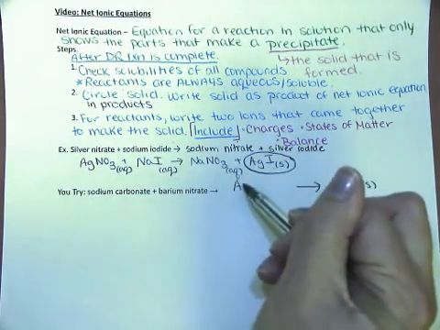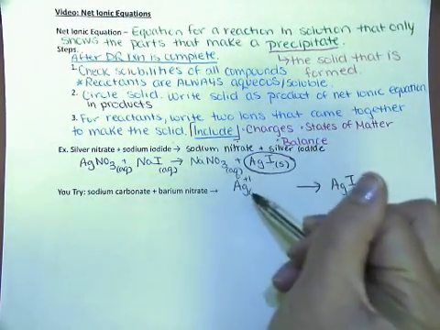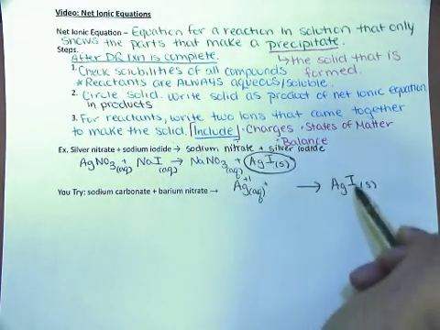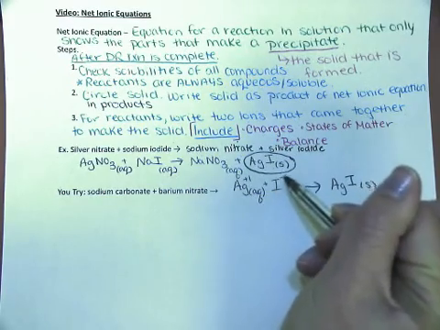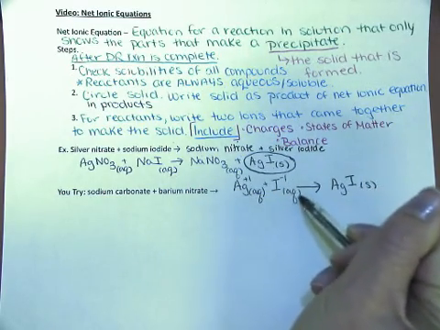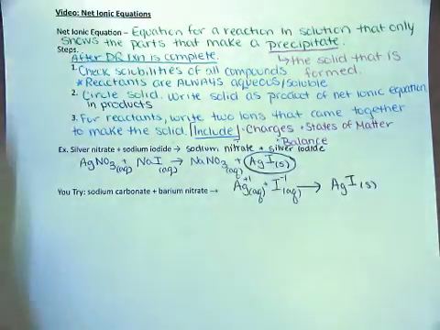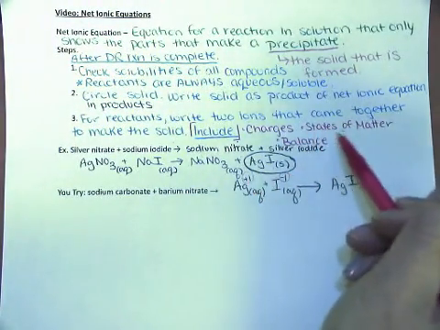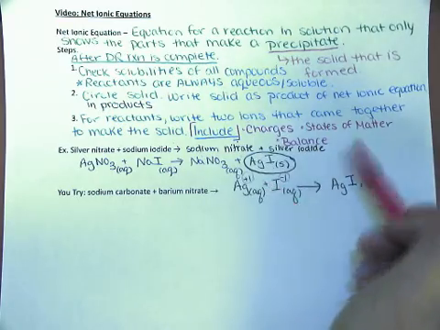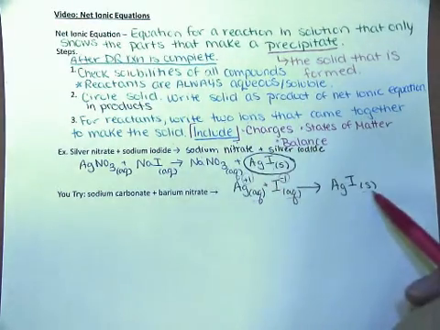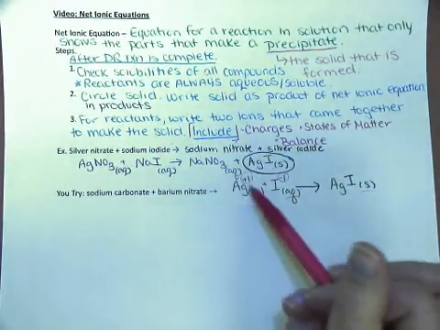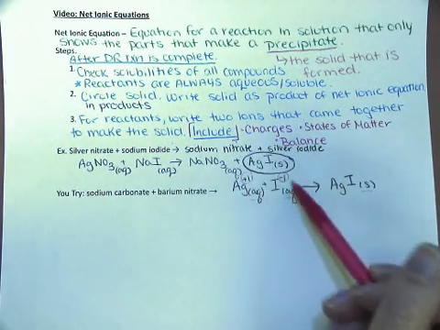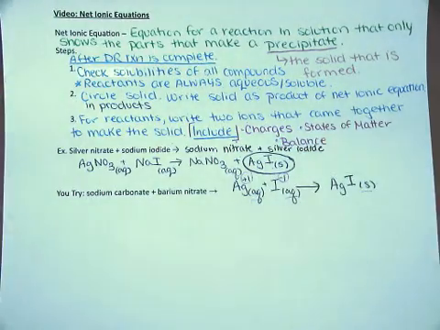So my silver ions, which is aqueous, plus my iodide ions, also aqueous, came together. Now they are ions. Remember, ions have the charge, so I need to include my charges, my states of matter, and it needs to be balanced. One silver here, one here, and iodide here and here.